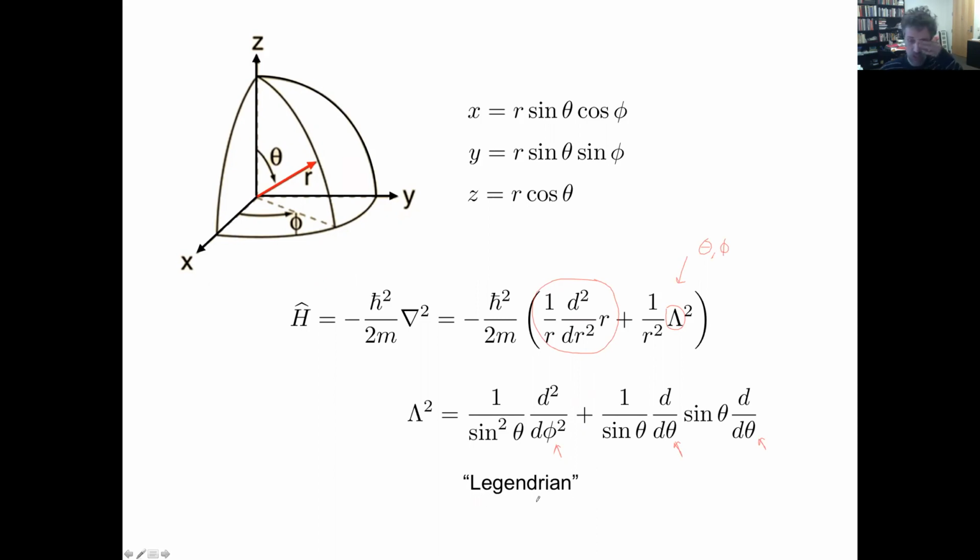Okay, so that's why it's called Legendrian. He figured this out for the first time. Notice also that I have not considered any potential on the surface. So V for the Hamiltonian equals 0. No particular potential well or anything on the surface. V is zero everywhere on this surface.